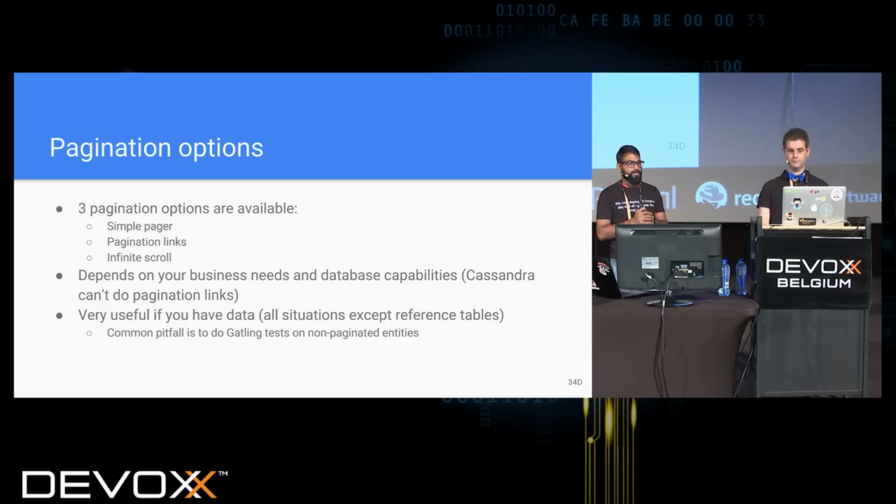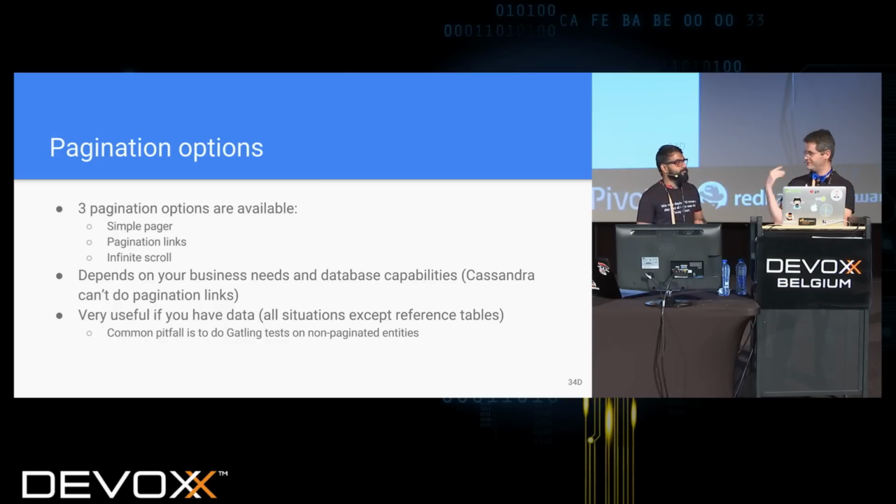Currently, we don't have pagination for Cassandra. Yeah, but it's a technical issue with Cassandra. You should not do count with Cassandra. Yeah, because the Spring pagination uses counts, and if you do a count with Cassandra, and if you know Cassandra, you know it's a very bad idea. Unless you have a counter, but that's another story. Okay. So it's very useful if you have a lot of data.